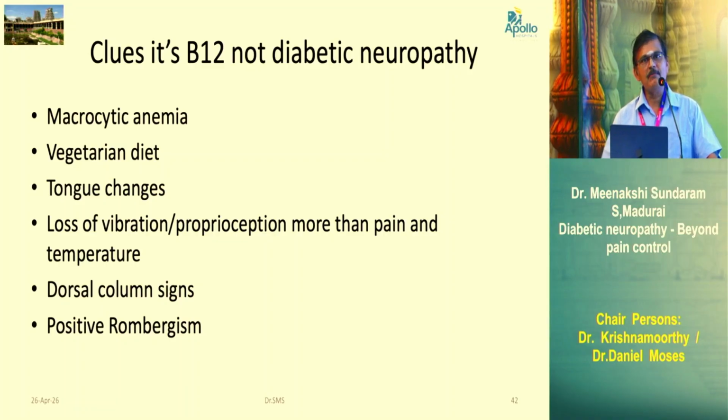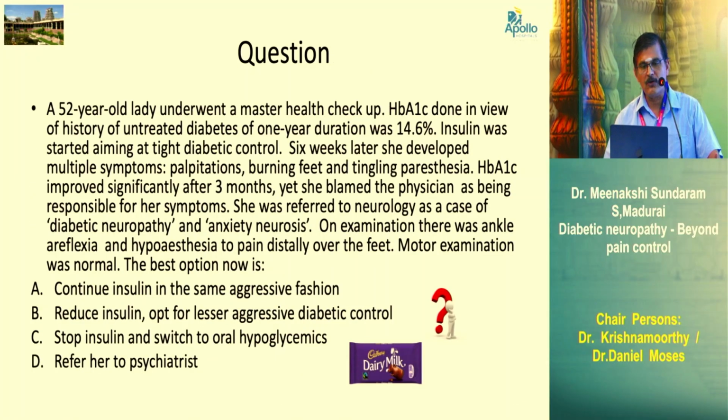In a cord involvement, the length-dependent pattern of involvement does not occur, whereas in a neuropathy, often in axonal neuropathy, you have a length-dependent pattern. Additional rhomboidism, the dorsal column signs which I mentioned, the tongue signs, vegetarian diet, and macrocytic anemia are the clues which tell you that it is not a diabetic neuropathy, it is B12 deficiency related neuropathy.